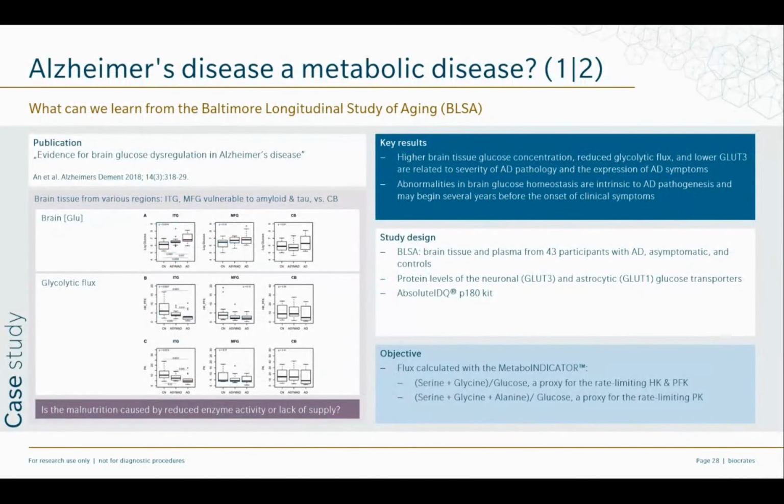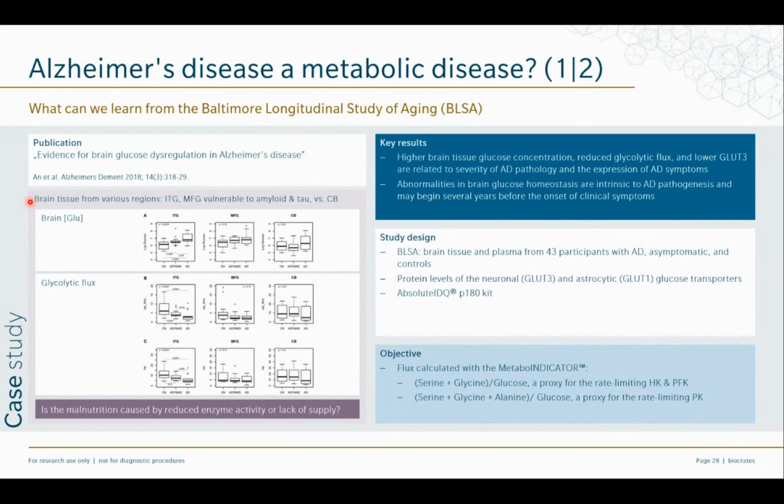To address this question, let's have a look at this paper based on the Baltimore Longitudinal Study of Aging, BLSA for short. It was published in 2018 by a team around Dr. Tambisatti from the National Institutes of Health in the US. Here we look at brain tissue from Alzheimer patients, asymptomatic individuals, and cognitively normal controls.